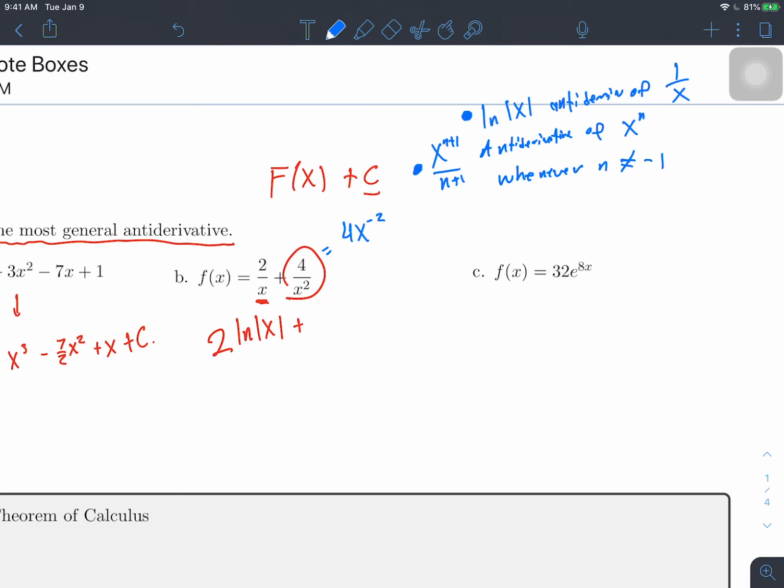So I'm going to let the 4 float, and then I'm just going to raise the power by 1, so it goes from being -2 to being -1, and I divide by the new power, which is -1. So I get 2 ln absolute value of x minus 4 over x plus c.